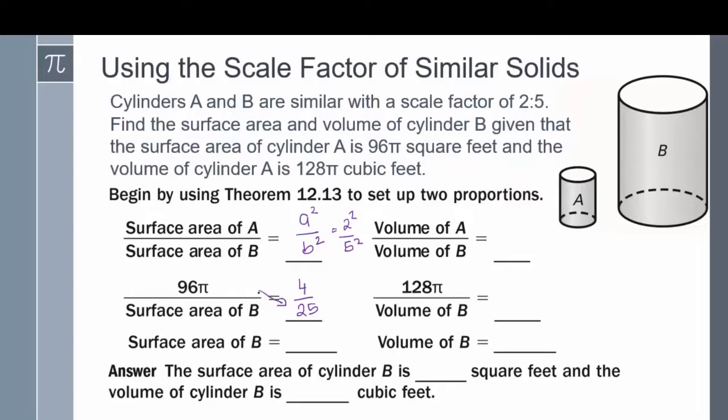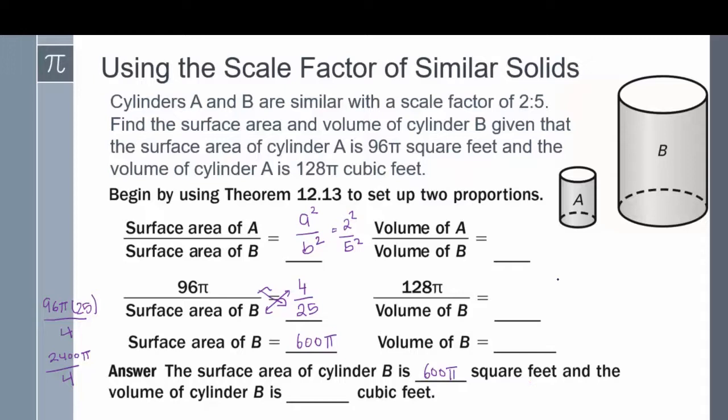Cross multiply to solve for B. We end up getting 96 pi times 25 over 4 is equal to the surface area of B. 96 pi times 25 is 2400 pi. Divide that by 4, and we get that the surface area of B is 600 pi. So the surface area of cylinder B is 600 pi square feet.